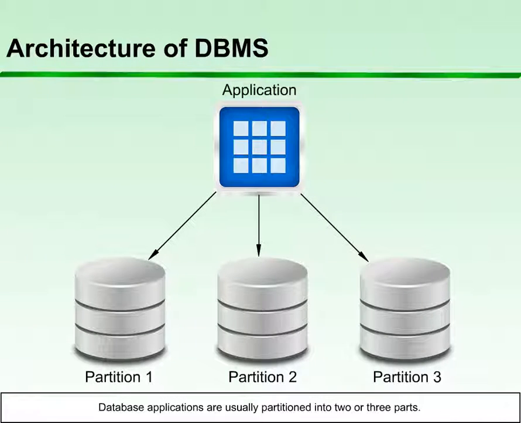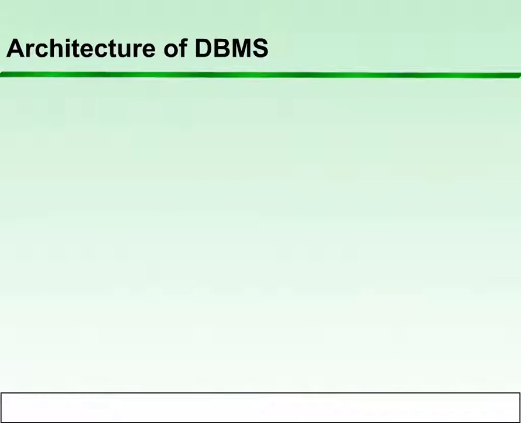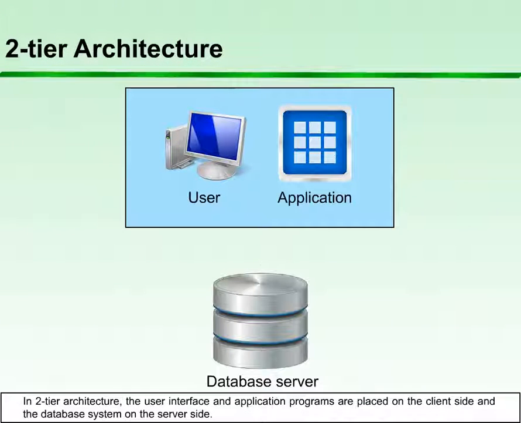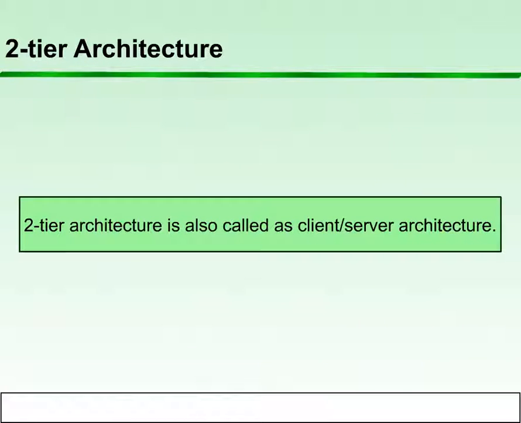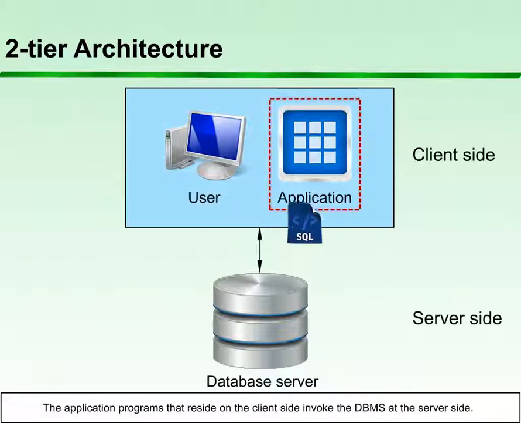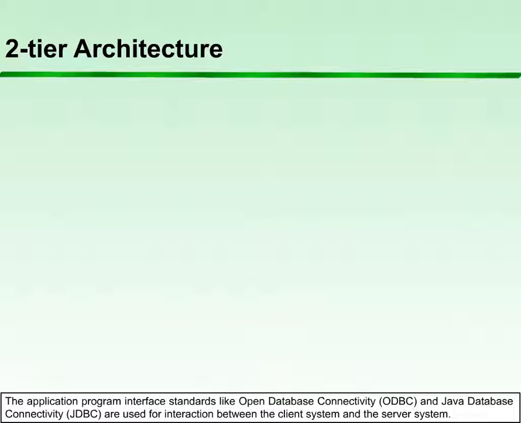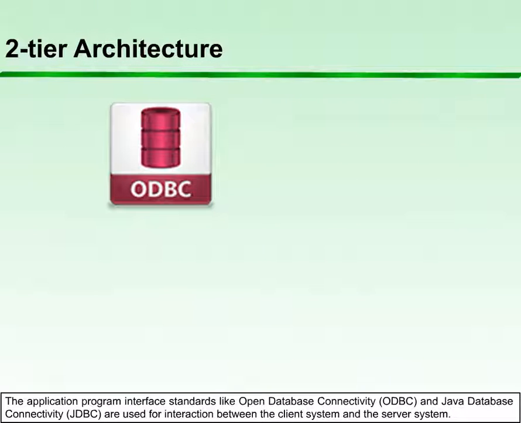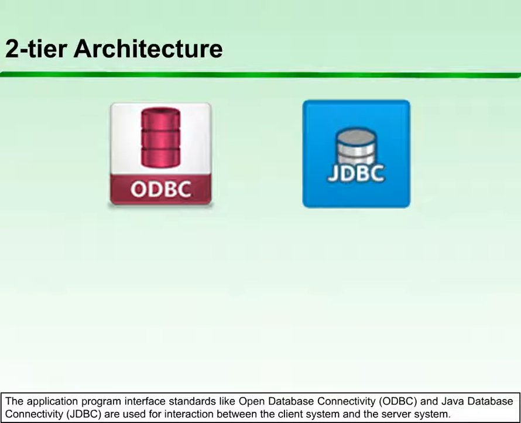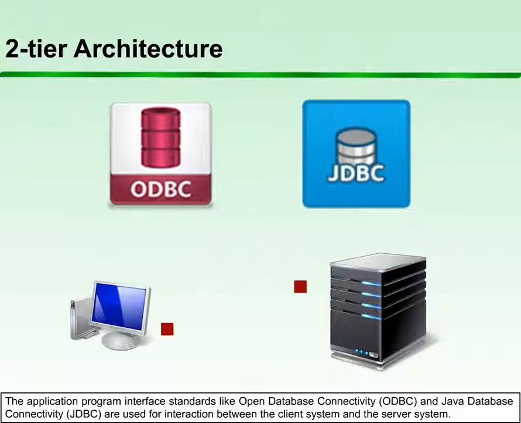Database applications are usually partitioned into two or three parts. Two-tier architecture: the user interface and application programs are placed on the client side and the database system on the server side. Two-tier architecture is also called client-server architecture. The application programs that reside on the client side invoke the DBMS at the server side. Application program interface standards like Open Database Connectivity, ODBC, and Java Database Connectivity, JDBC, are used for interaction between the client system and the server system.